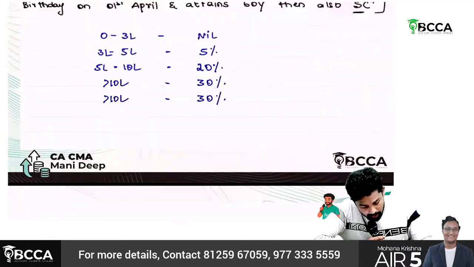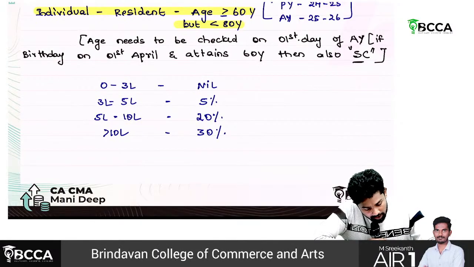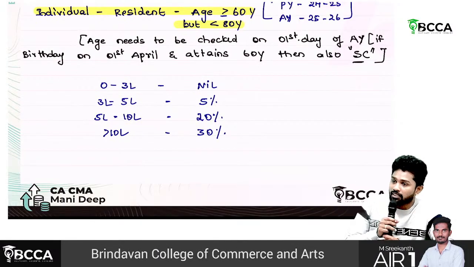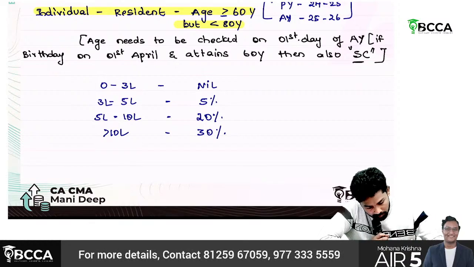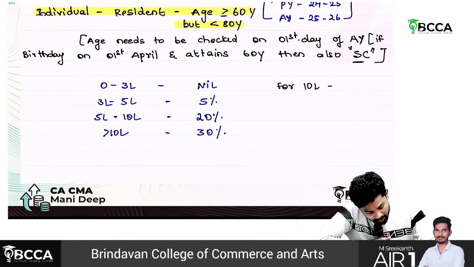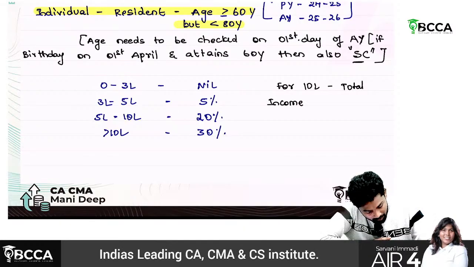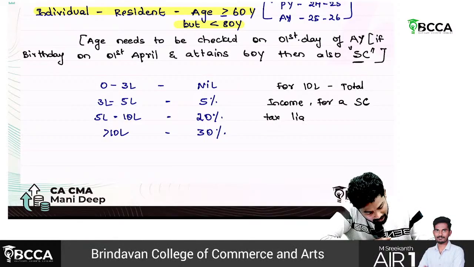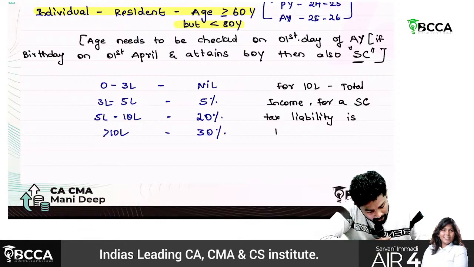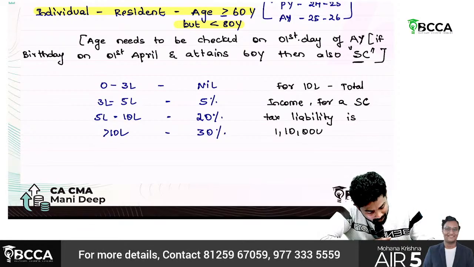Then super senior citizen. Sir, again here also, if at all senior citizen is having 10 lakhs exactly income, what is the tax liability? For 10 lakhs total income, for a senior citizen, tax liability is 1 lakh 10,000.